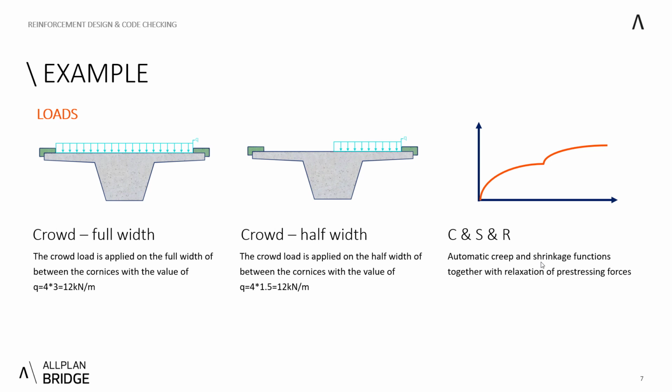On the other hand, for the live loads, we will consider two of them. As I mentioned, it's a pedestrian bridge, and we consider some bollards at the end, so no vehicles are allowed on the bridge. Therefore, we consider only the crowd on the full width of the section, within the cornices, and it results in a uniformly distributed characteristic load of 12 kilonewtons per meter. And on the other hand, we'll consider the crowd only on the half width of the section because we want to cover the torsion as well, and the first full width type of load wouldn't consider the torsion.